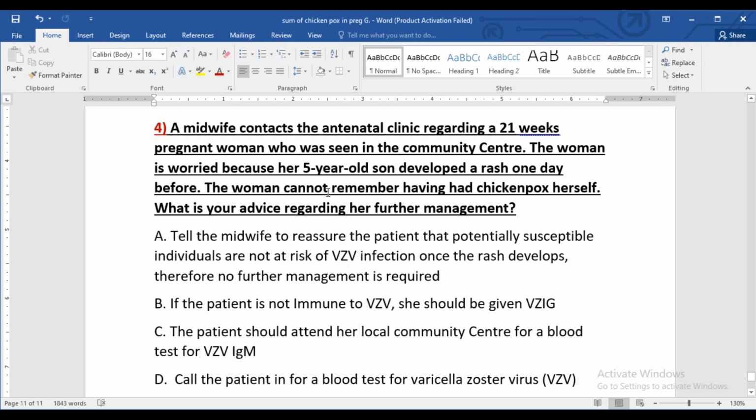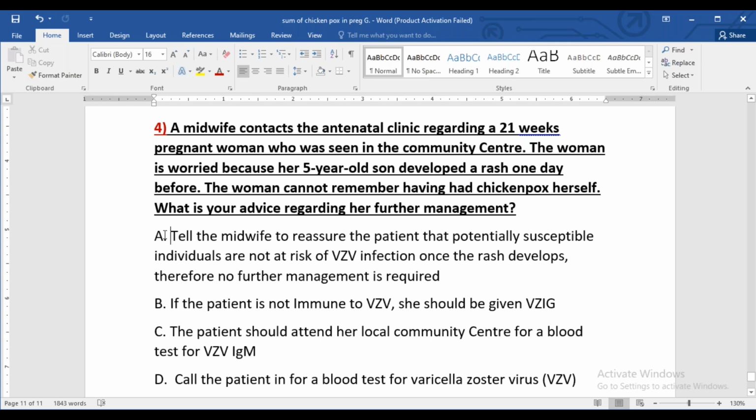A midwife contacts the antenatal clinic regarding a 21-week pregnant woman who was seen in the community center. The woman is worried because her 5-year-old son developed a rash 1 day before. The woman cannot remember having had chickenpox herself. What is your advice regarding her further management? Because she doesn't remember, we can do a blood test to see if she has got immunity.